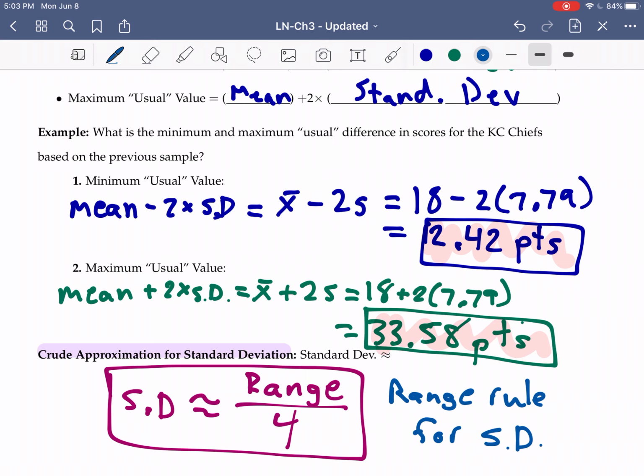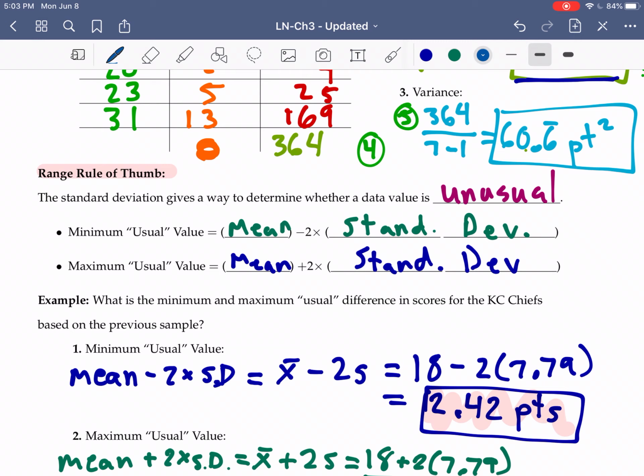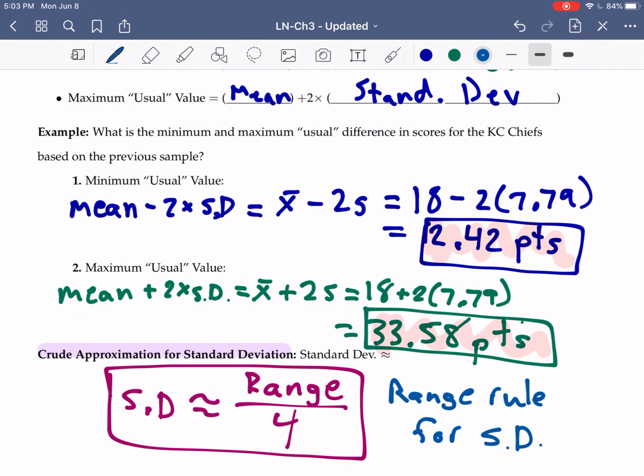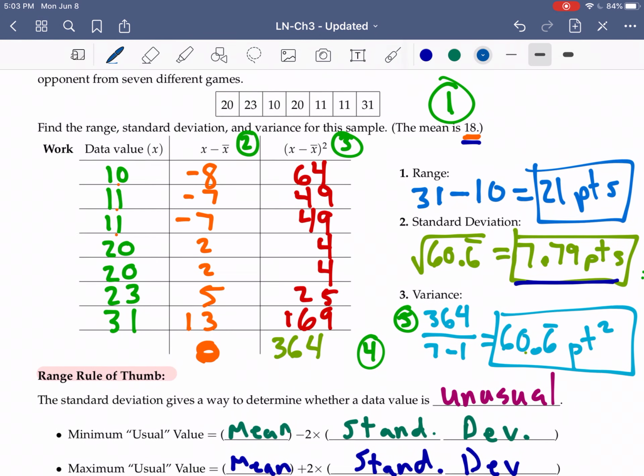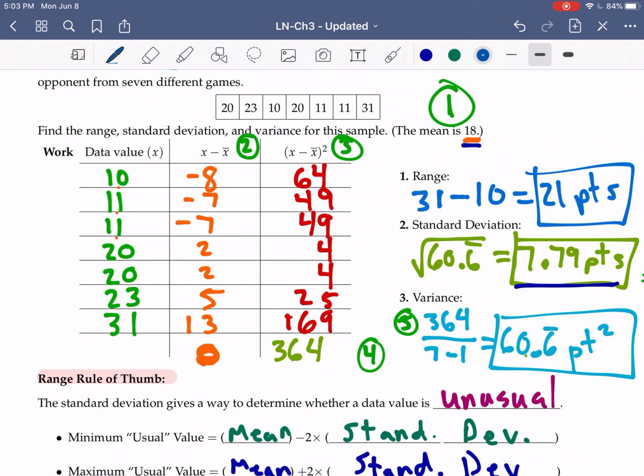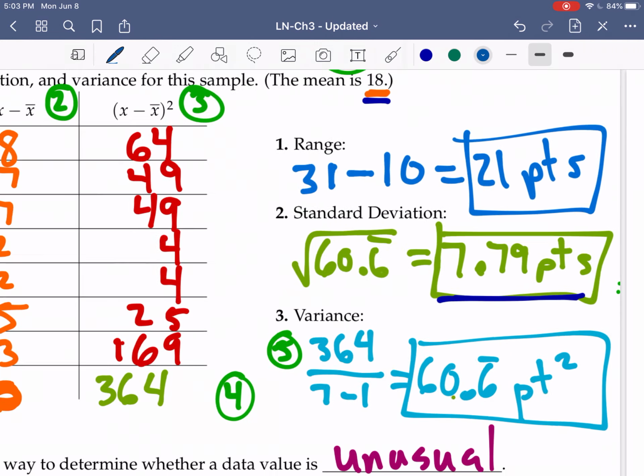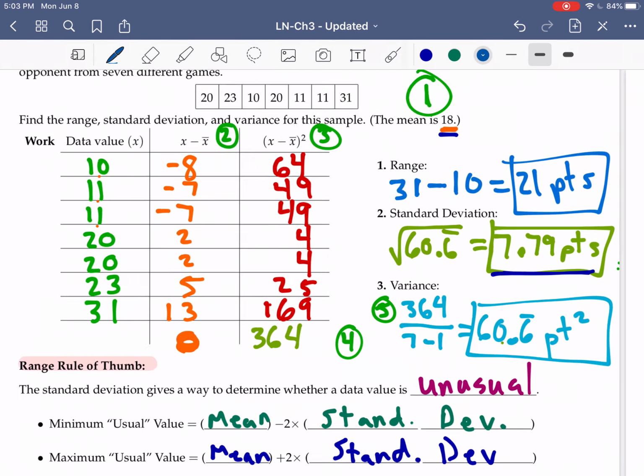If you're trying to determine usual or unusual, you're talking about this range rule of thumb if it's more than 2 standard deviations away from the mean. If you're just trying to get an approximation for a standard deviation and it says use the range rule, then you're going to just take the range and divide that by 4. If I wanted to approximate the standard deviation for this data set, I could take the 21 and divide that by 4. 21 divided by 4 is like 5.25. That's a crude approximation for the standard deviation. It underestimates the standard deviation because we found the actual one there.